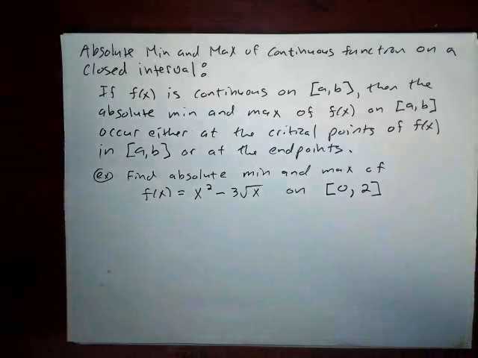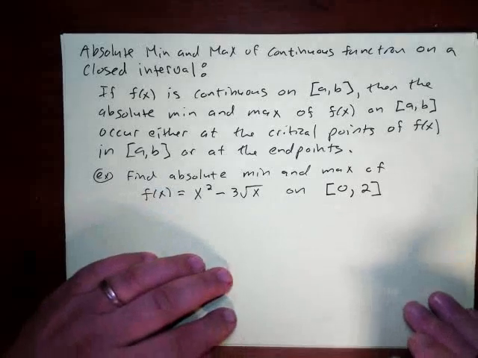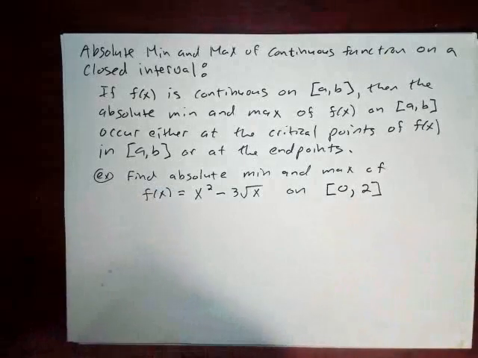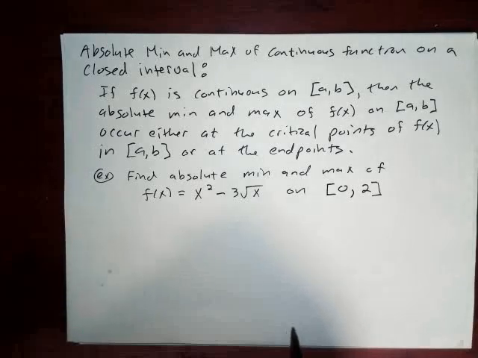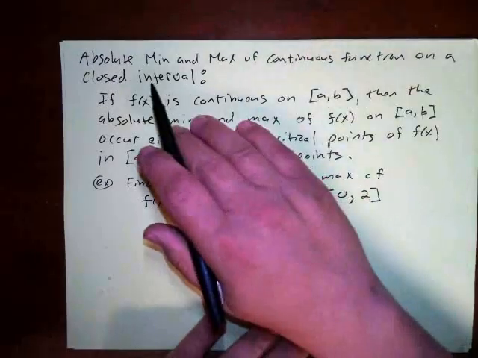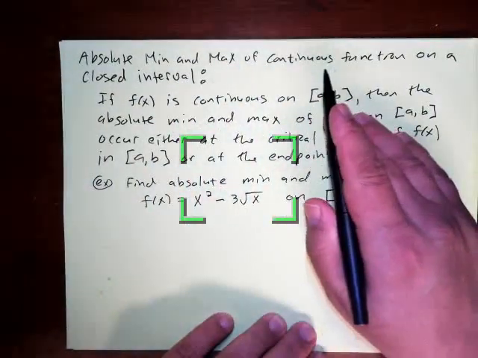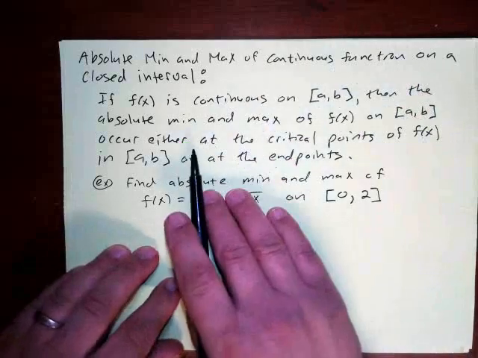Okay, in this final video for this section, we are going to learn how to find the absolute minimum and maximum values for a continuous function over a closed interval. And I've actually already explained this, so now let's formalize it here. We can call this the absolute min and max of a continuous function on a closed interval.